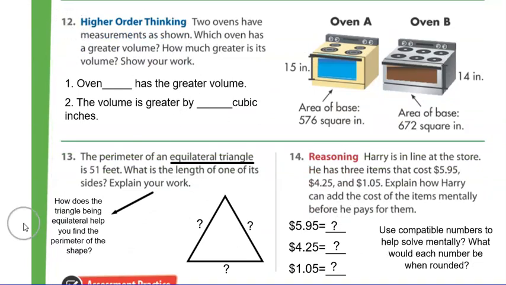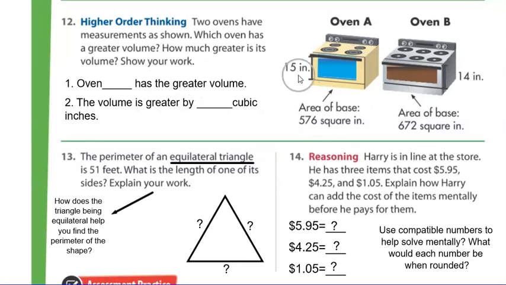On number 2, it says 2 ovens have measurements as shown. Which oven has a greater volume and how much greater is the volume? Show your work. So there are 2 questions that it's asking on this problem. It wants to know if oven A or oven B has the greater volume. So you need to fill in oven blank has the greater volume. Then you want to tell me how much greater oven A is than oven B, or how much greater oven B is than oven A. So the volume is greater by blank cubic inches.